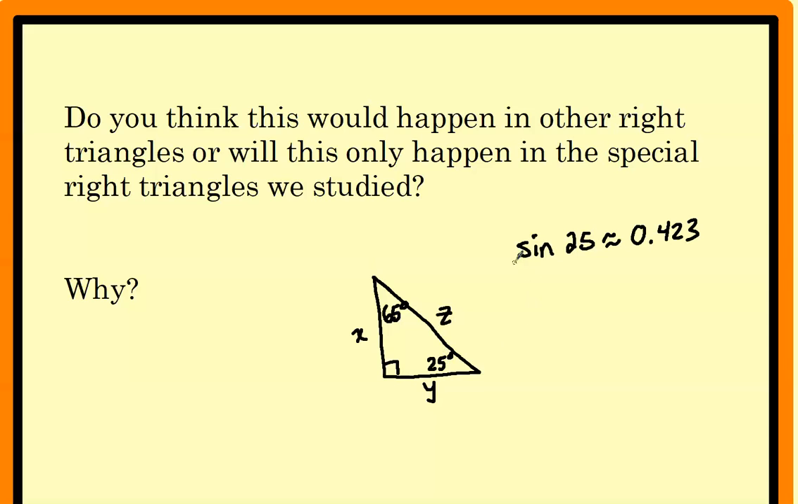What that means is I know that sine is the ratio of my opposite, which is x, over my hypotenuse, which is z. Although at the moment I don't know what exactly x and z are, I do know that whenever I take this length divided by this length, I'm going to get about 0.423. The reason that this works is because every one of these 25, 65, 90 triangles are similar triangles. Similarity happens anytime you have a pair of congruent angles in the triangles you're looking at. Every 25, 65, 90 triangle, no matter how big or small I draw it, is similar to each other. And because of that similarity, these ratios are always going to stay the same.